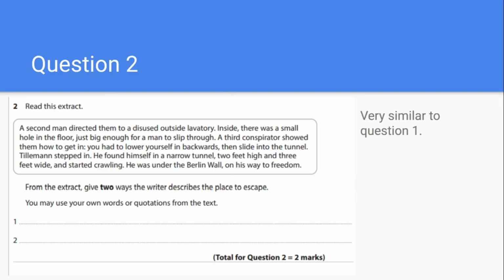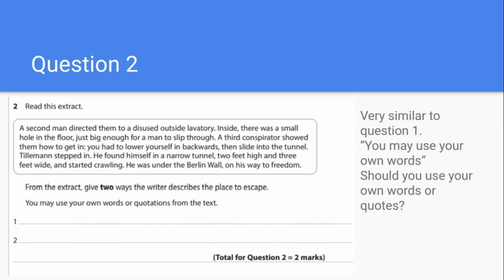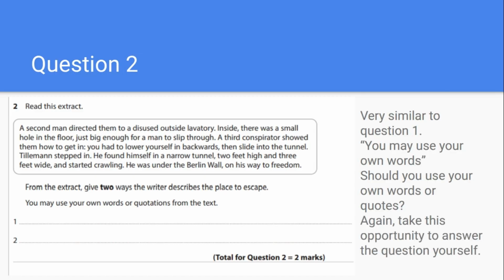Now question 2, similar to question 1, you may use your own words. Should you use your own words or quotes? I would personally say use the quotes. It's easier and it saves you time, and it causes less confusion with the examiner. Again, we're going to take this opportunity to answer the question yourself.